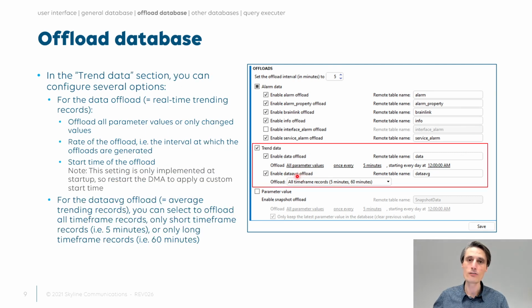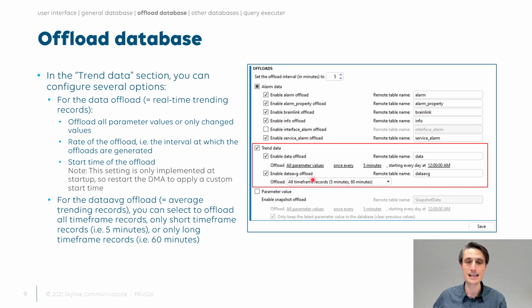For the trending, we can offload two things, the data offload and the data average. So data is real-time trending, and the average, that's the 5 and the 60-minute time slots. You can again have more details, like all parameter values each time or only the changes for the real time, once every 5 minutes or so. Several configurations or additional things are configurable here. For the average data, if it's only the 5 minutes or the 60 minutes or both, you can define that nicely in there.